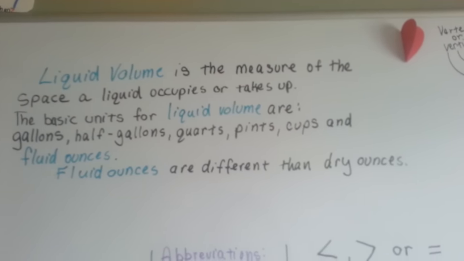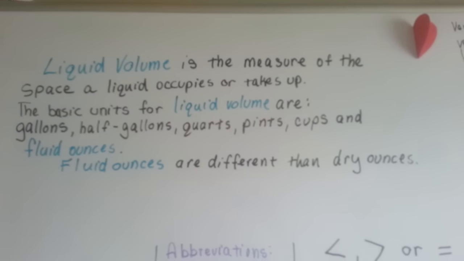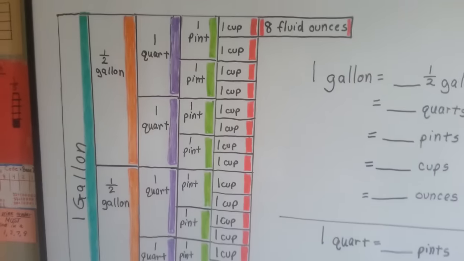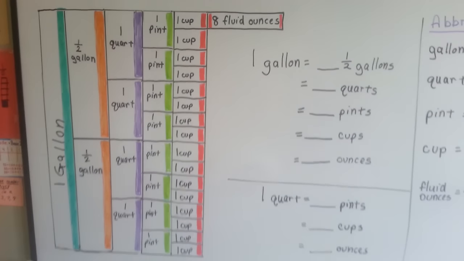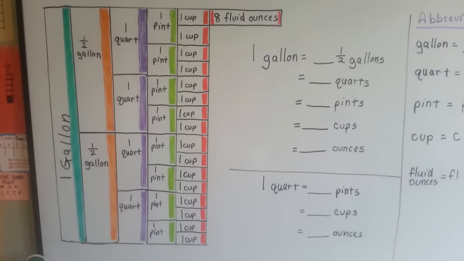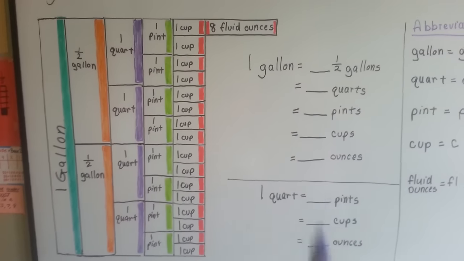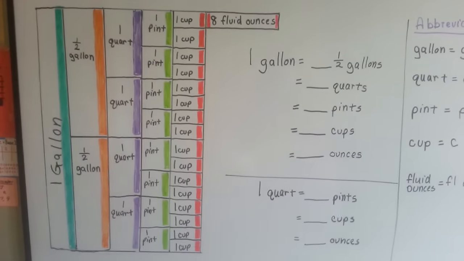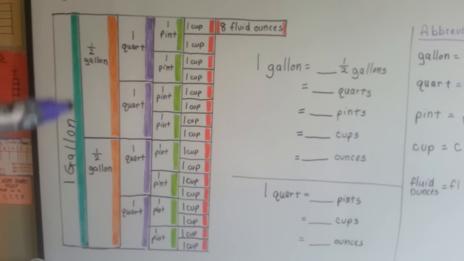Fluid ounces are different than dry ounces. Okay, you have to remember that. I made a really cool chart here. Let's take a look at this. I'll stand far back enough so that we can see this, and maybe you can help me fill out this question portion. 1 gallon is the whole green thing.